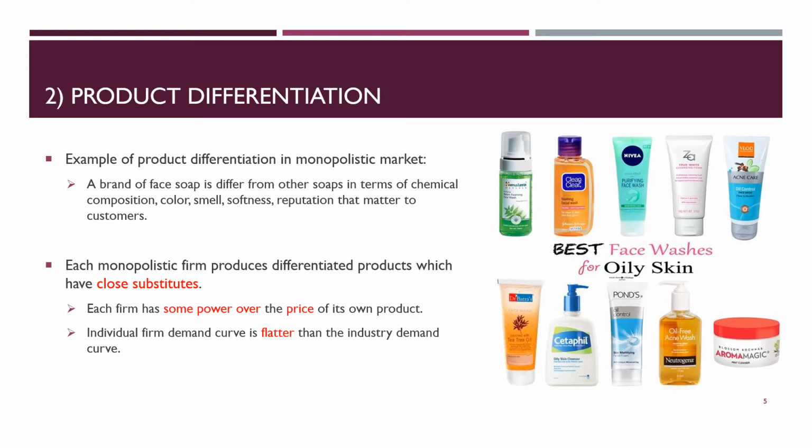In a monopolistic market, a brand of soap can differentiate its product in terms of chemical composition, color, smell, softness, and reputation that matter to customers. Since each monopolistic firm produces differentiated products which have close substitutes, each firm has some power over the price of its own product. Therefore, the individual firm demand curve is flatter than the industry demand curve.